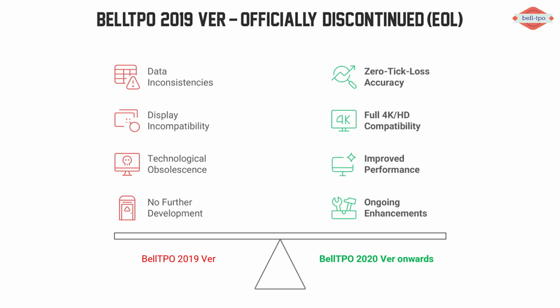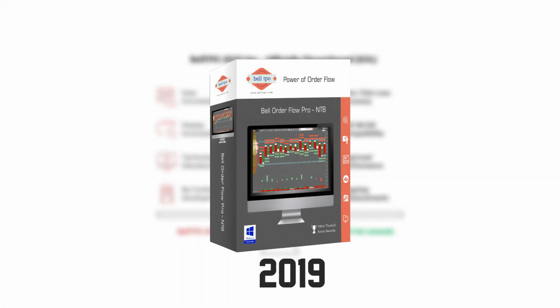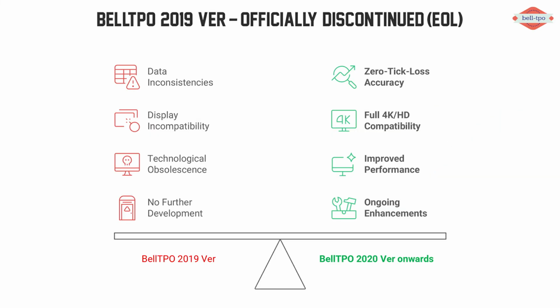An important announcement: the BellTPO 2019 version has been officially discontinued. End of life, we can say. This is due to some critical data bugs, and from the 2020 version onwards, BellTPO indicators were built to meet zero tick loss standards by syncing closely with approved data vendors, delivering unmatched accuracy. Thankful to all data vendors for their kind cooperation.